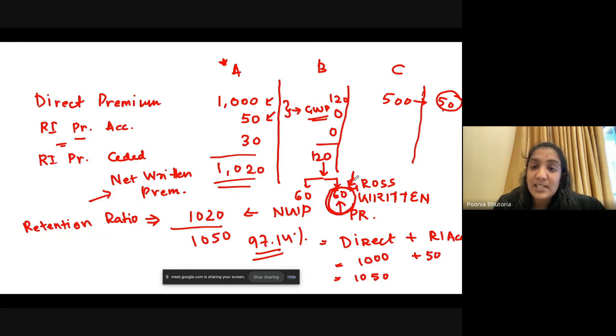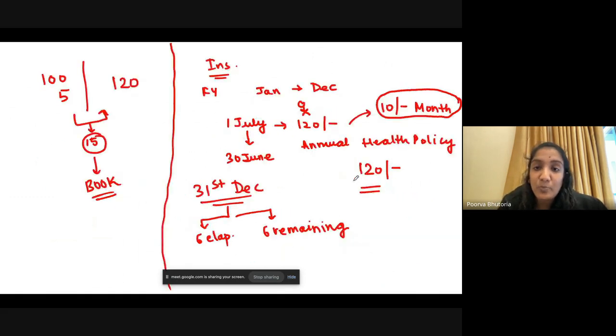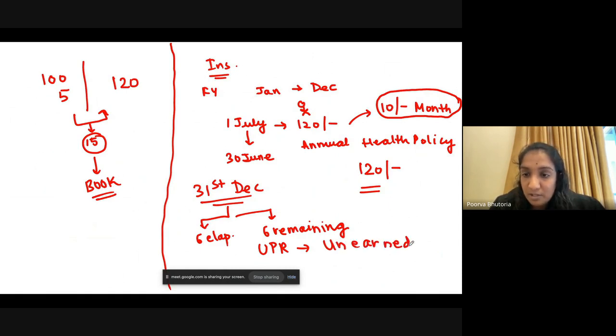So this 60 becomes our UPR, which stands for unearned, because we have still not earned it. It stands for unearned premium reserve.